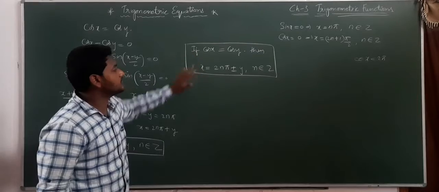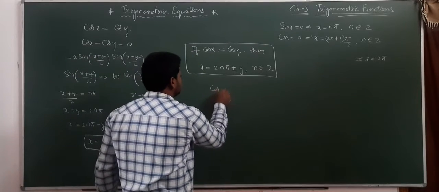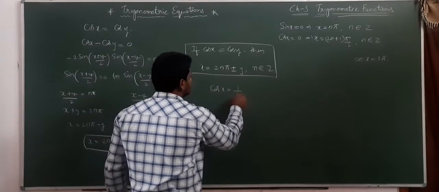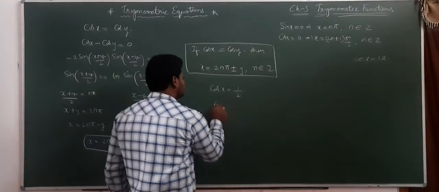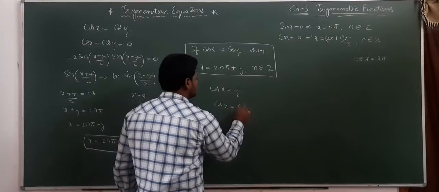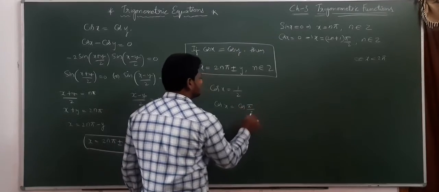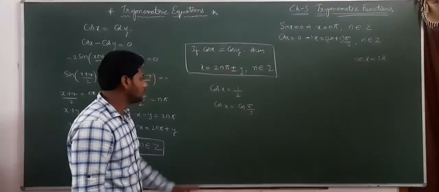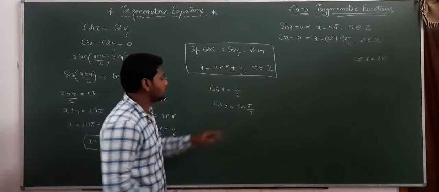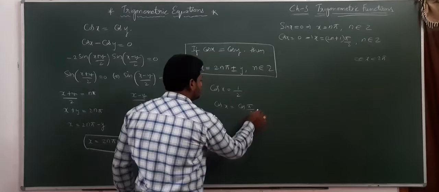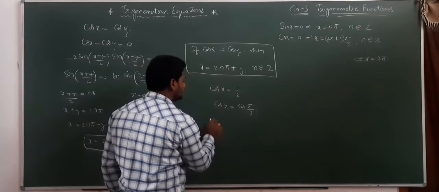For this, how will they give questions? See, if cos x is equal to 1 by 2, what is the general solution? See, cos x equal to 1 by 2, how can we write it? Cos x equal to cos pi by 3. Cos 60 is nothing but 1 by 2. So here we need to observe the cos x equal to cos y form. What is y? Y is equal to pi by 3. Then how can we write the general solution?